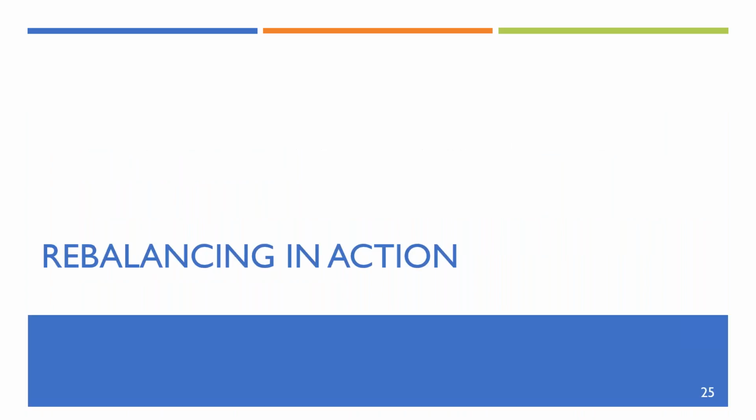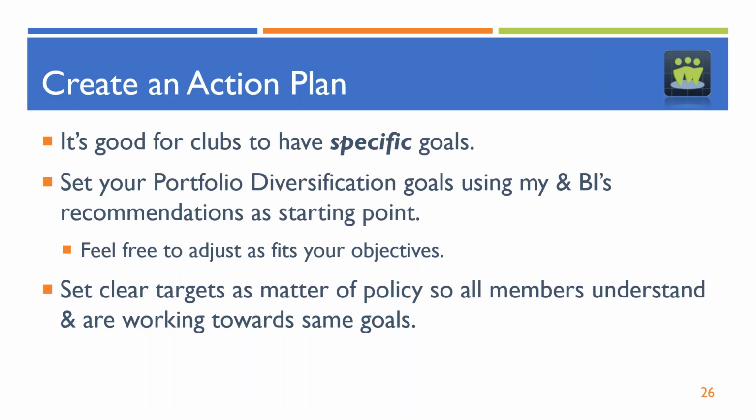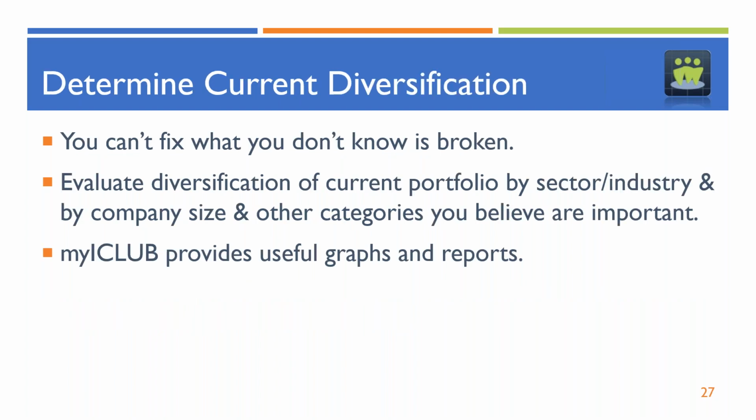So let me talk about some rebalancing in action, some scenarios, and the necessity of having an action plan. I think it's very good for clubs to have specific goals. Set your portfolio diversification goals. Use the basic recommendations in this presentation as a starting point. Adjust them as you see fit, as it meets your particular objectives. But set those clear targets. Have the discussion in your club. Determine what they're going to be and how you're going to work towards them, so that everyone understands it and is working towards the same goal.